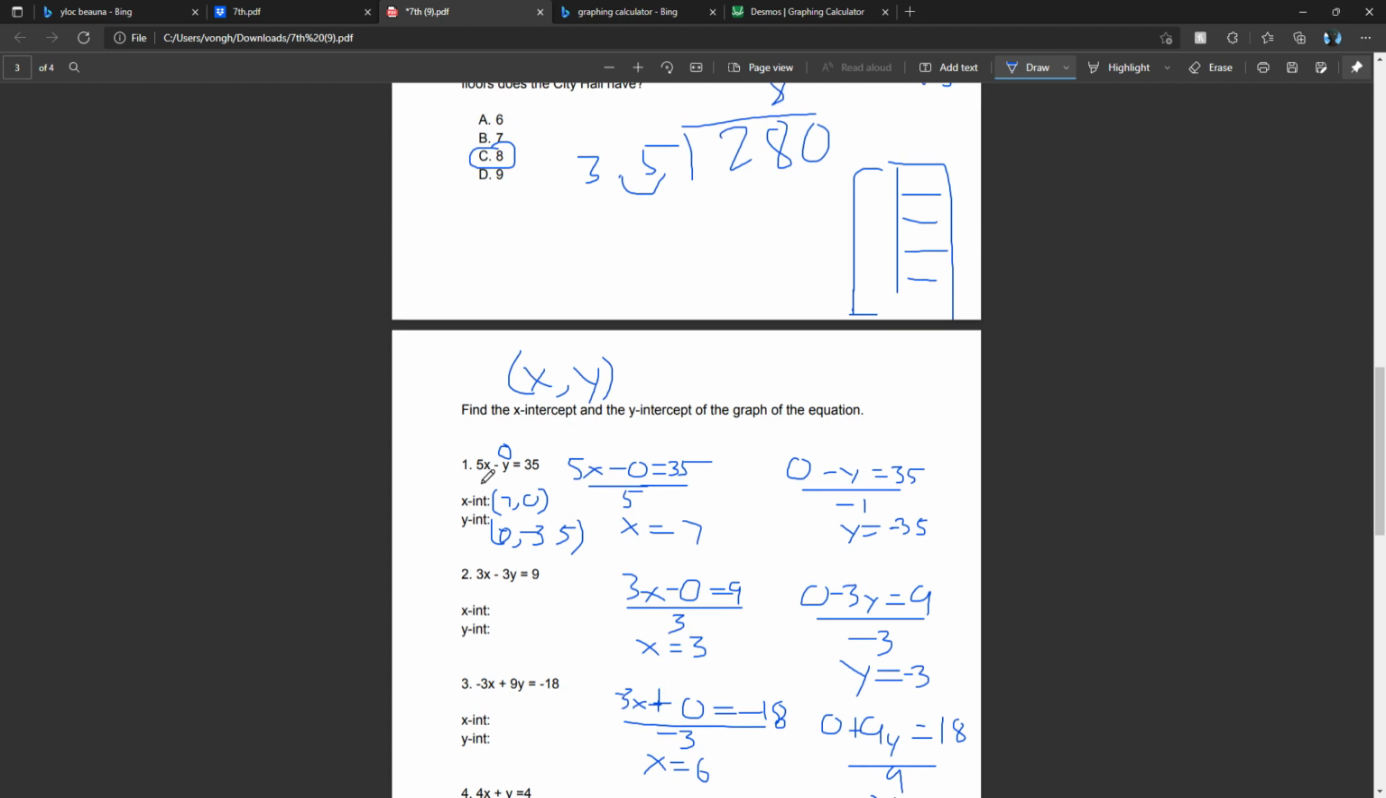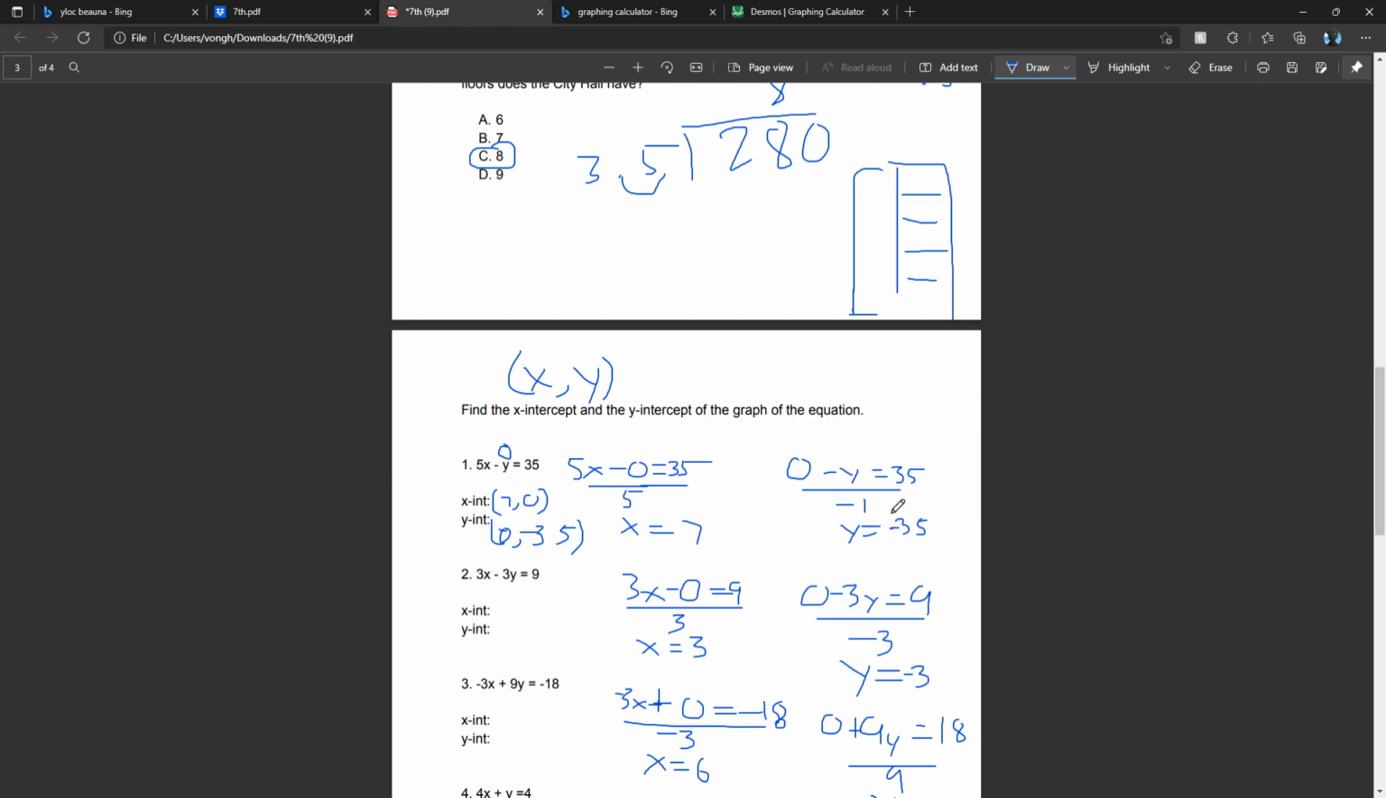So here what I did, you have 5x minus y equals 35. We want to find the x-intercept by plugging in 0 for the y. So we get 5x minus 0 equals 35. Isolate the x by dividing by 5, we get x equals 7. Same thing here. To find the y-intercept, you plug in x with 0, and then you isolate y by dividing by -1, so you get y equals -35.